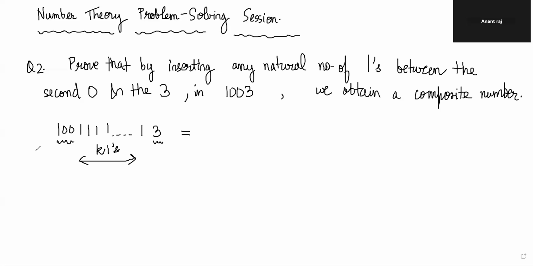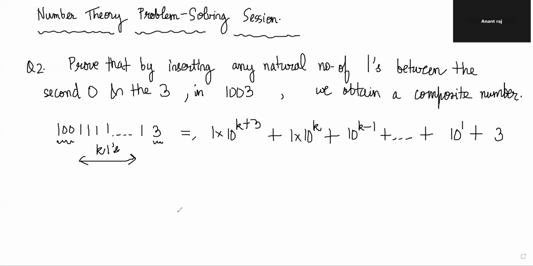So this will be 1 into 10 to the power k plus 3, plus 0, and 0 will not count. After that, the next one will be 1 into 10 to the power k. Those k plus 2, k plus 1 are gone, right? And then it will be 10 to the power k minus 1 and so on till 10 to the power 1, plus 3, right? Yes, sir. Okay. This is our number. We have to prove that it is composite.